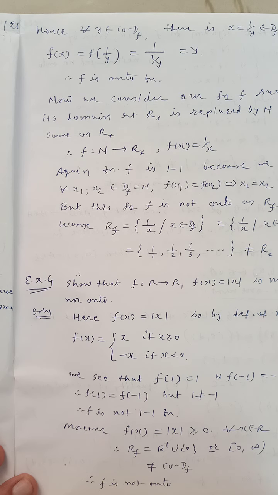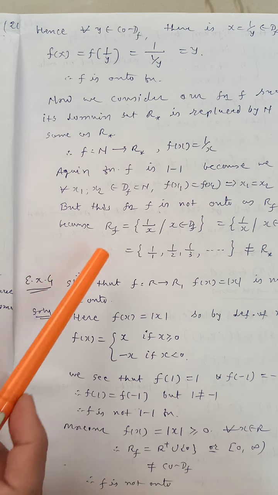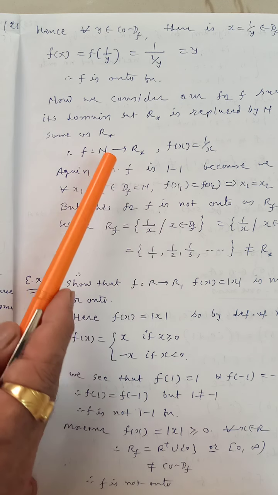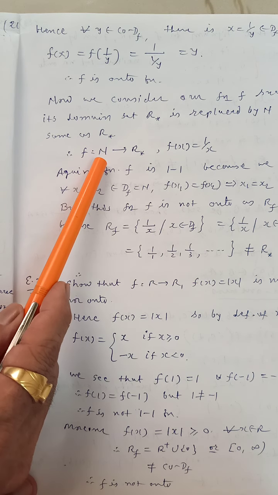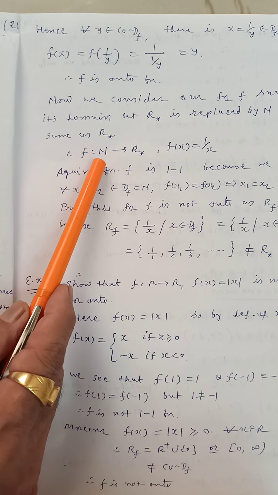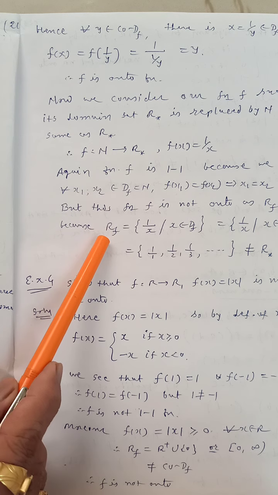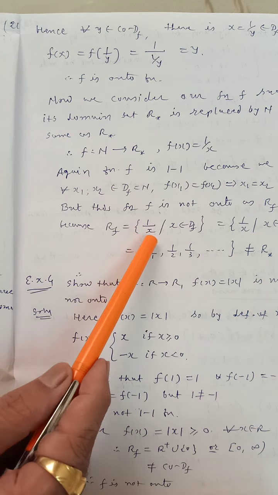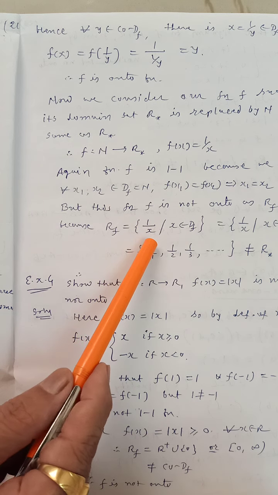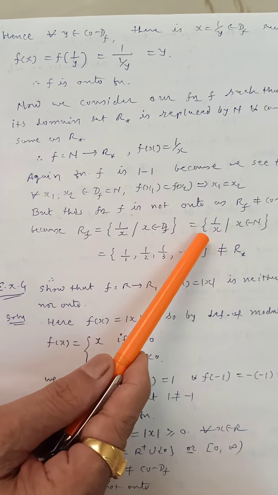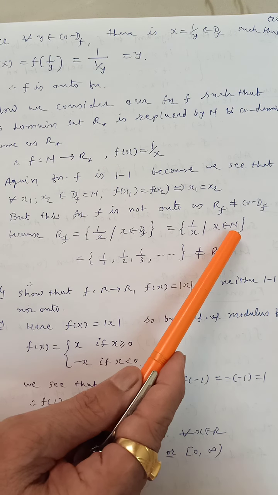One-one function. But this function f is not onto. Why so? Because we can check directly the range of f and the codomain of f, because the domain set here is N, as per our discussion. So the range Rf is the set of all f(x), where f(x) is defined by 1/x, where x belongs to the domain, that is, x belongs to capital N.